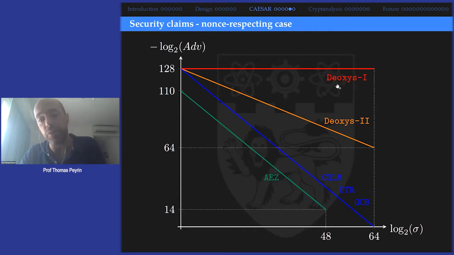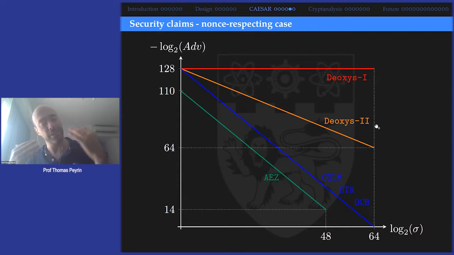So what we produced are two candidates: one for which the security is not actually decreasing at all when you cipher more data, and the other one is indeed decreasing, but the steepness of the curve is relatively better. And Deoxys-II has an added feature.